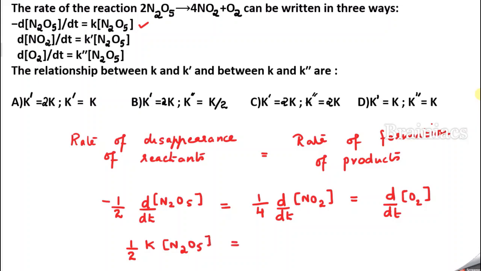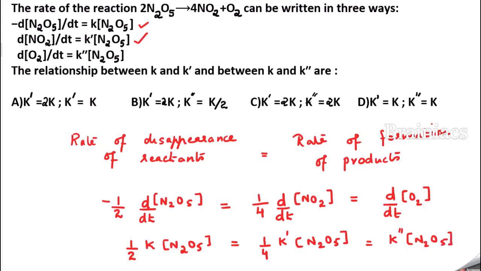Now similarly, I can write d by dt of NO2. How can I write it? I can write 1 by 4 k dash N2O5. This is from which equation? From the second equation, correct? Now from the third one, what I can write: d by dt of O2 is equal to k double dash N2O5, correct?